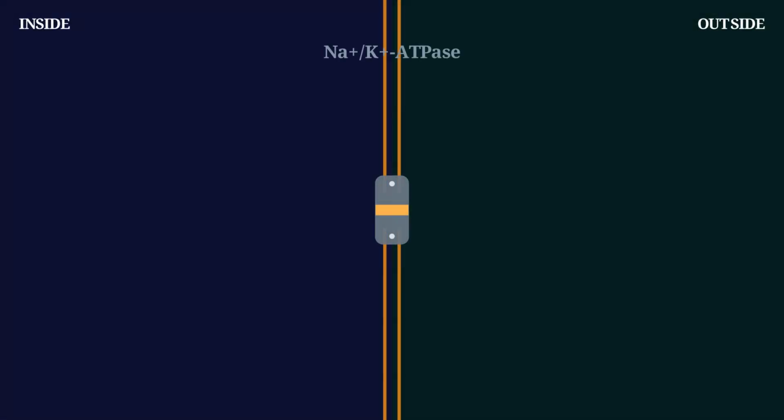This pump is actively transporting ions against their concentration gradients, and because of that, it needs energy. That energy will come from ATP. Each cycle, it hydrolyzes 1 ATP to pump 3 sodium ions out and 2 potassium ions in. Now that we know the basics of it, let's look at some of its characteristics.